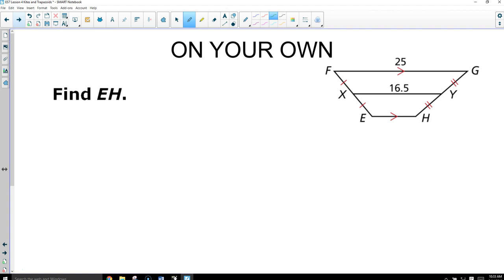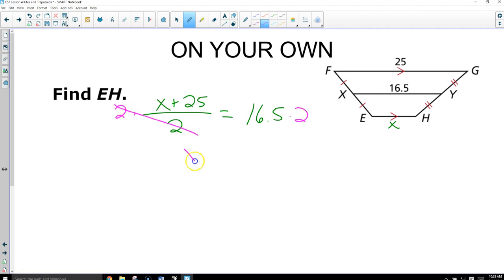Okay, welcome back. So if you put a variable x here, you could have said x plus 25 divided by 2 gives us 16.5. If we solve this algebraically, we'd multiply both sides by 2. So x plus 25 equals 33. Subtract 25, and we get 8. That's great if you did it that way.